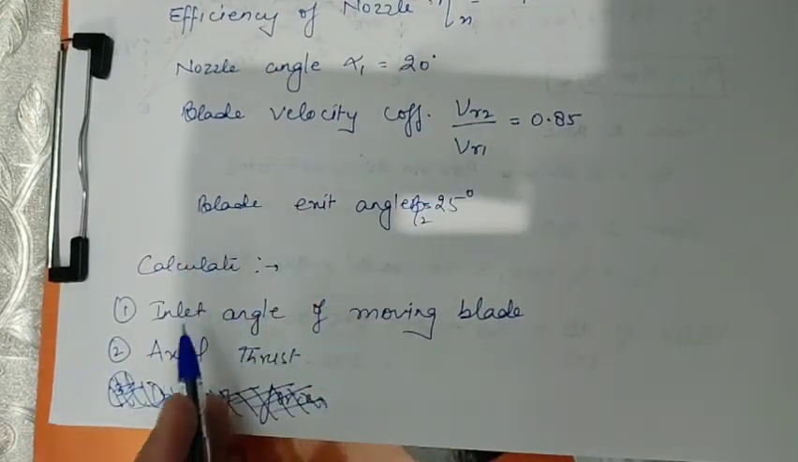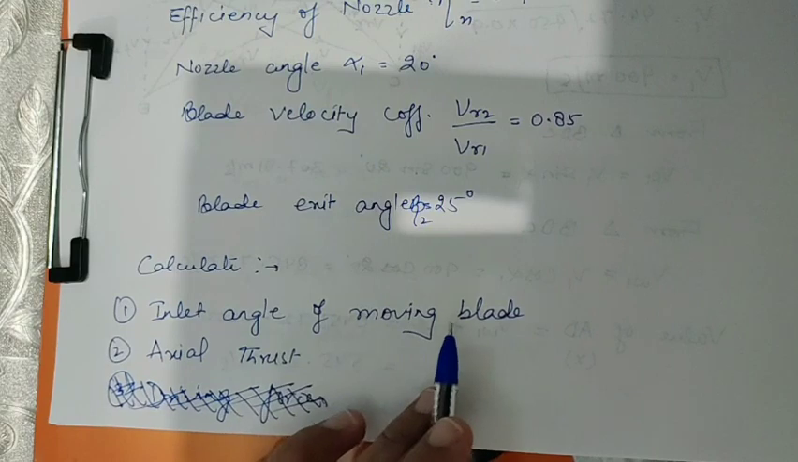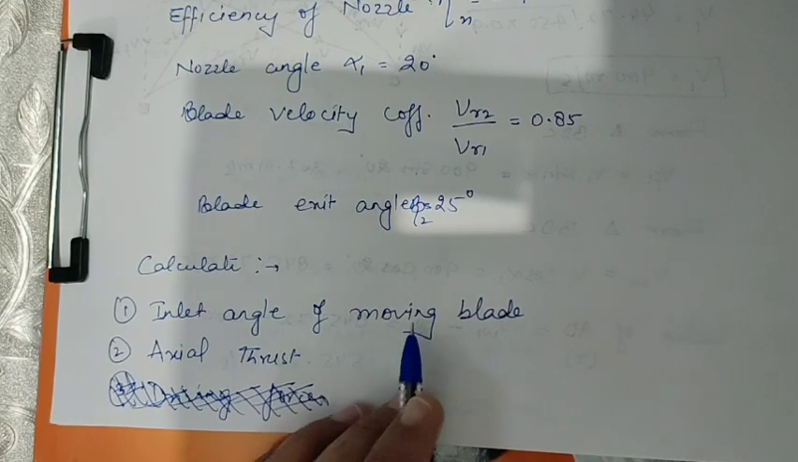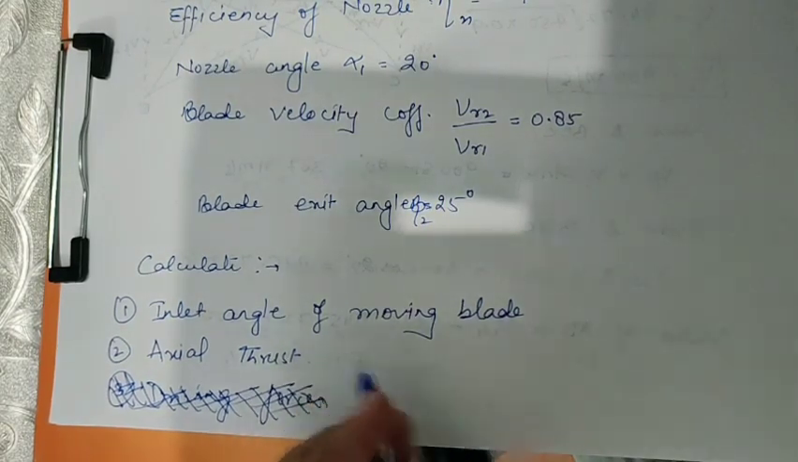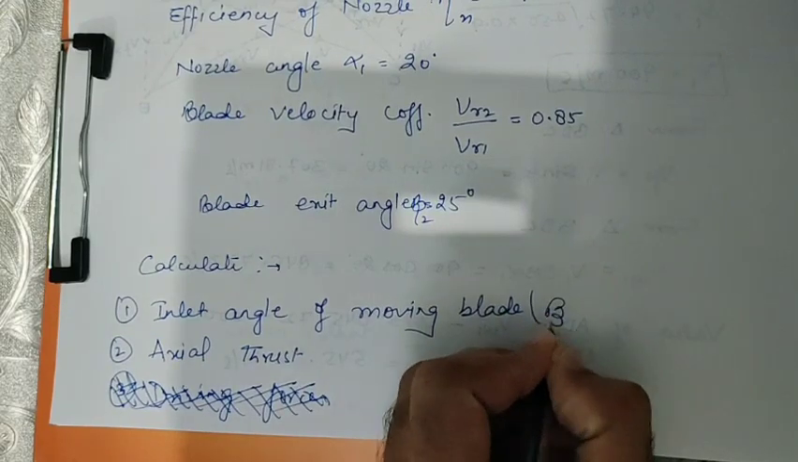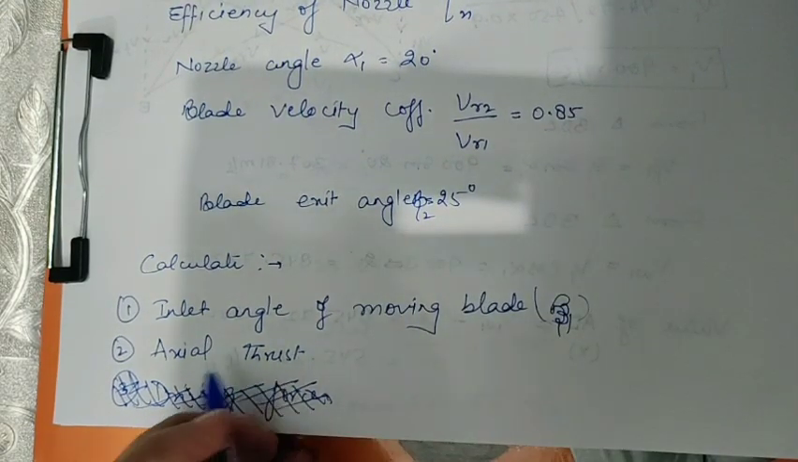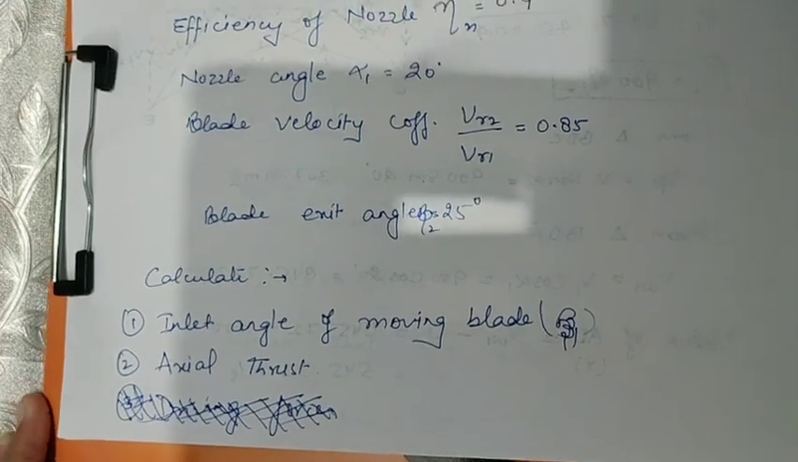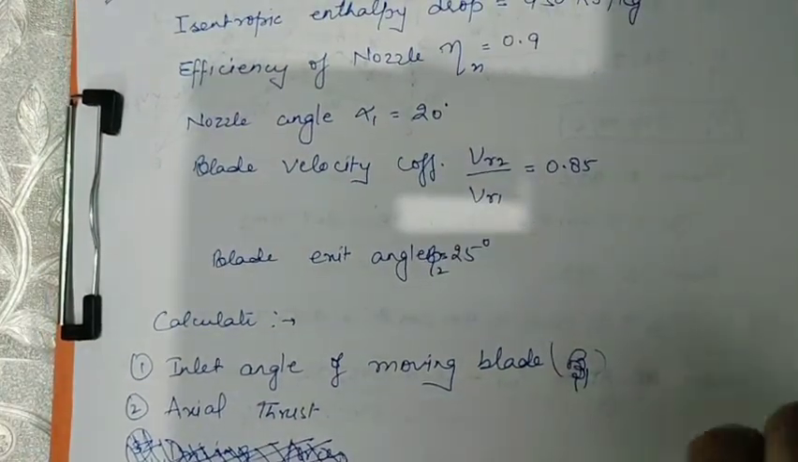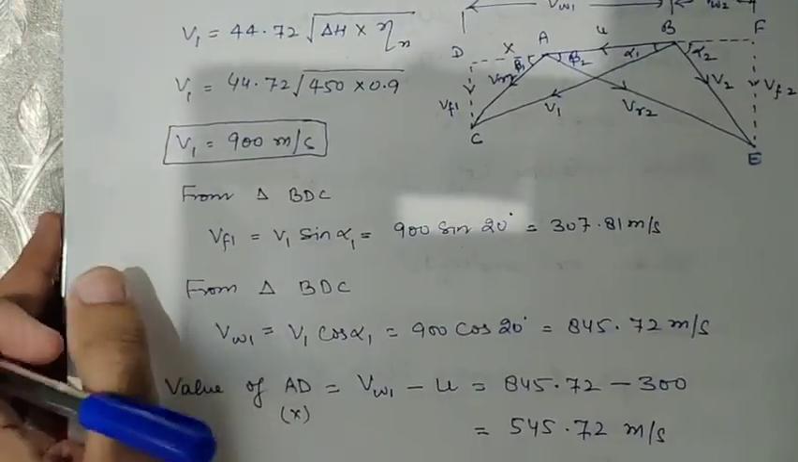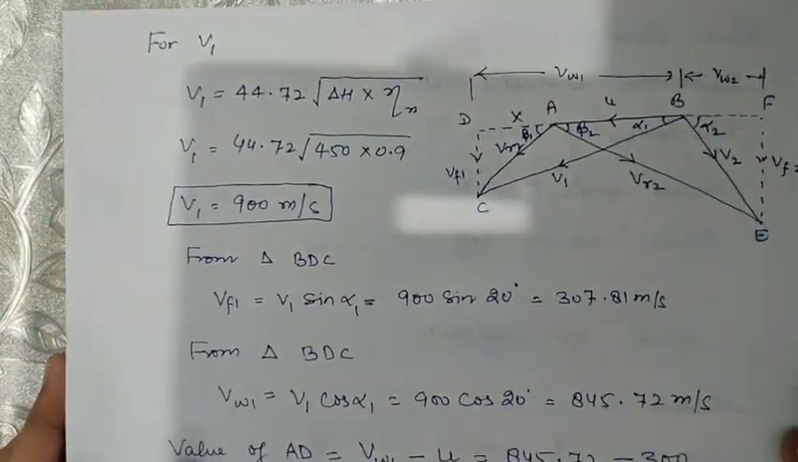For the given data, we have to calculate the inlet angle of the moving blade, that is beta 1, and the axial thrust. So how will we solve this numerical? We will solve this numerical by the following steps.